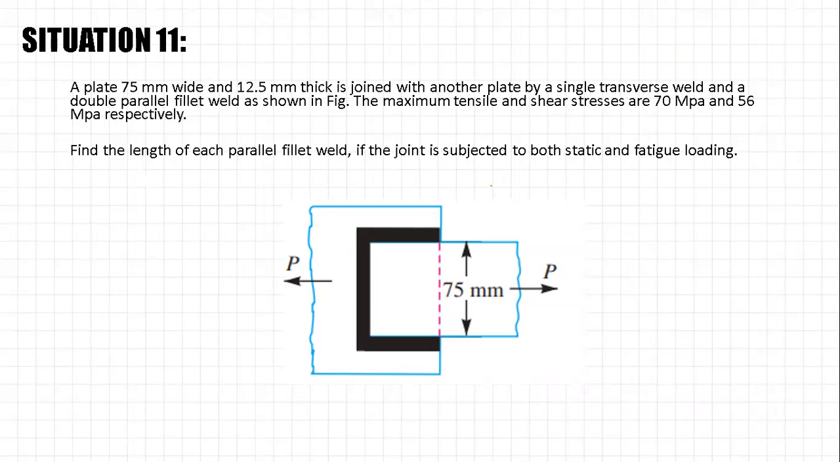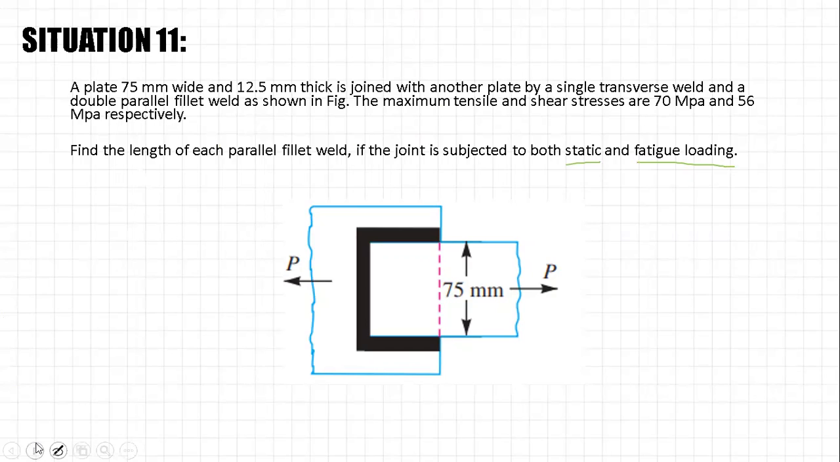We discussed earlier what a single transverse and a double parallel fillet weld look like. So it is a combination of the two. The maximum tensile and shear stresses are 70 MPa and 56 MPa respectively. Find the length of each parallel fillet weld if the joint is subjected to both static and fatigue loading. So we will find two lengths of each parallel side, in terms of static and fatigue loading.